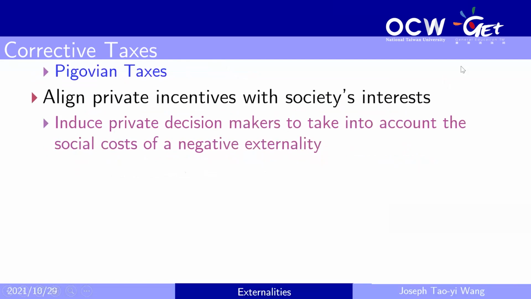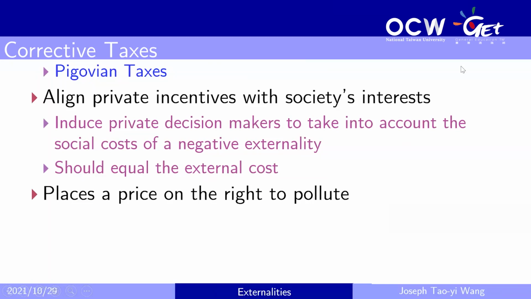Because now people are taking into account this negative externality or positive externality, things are back to socially optimal. And of course, as I said, the key challenge here is you have to have this Pigovian tax exactly equal to the external cost. If you overshoot or undershoot, then you cannot restore the social optimum or efficiency. But what it does is effectively place a price on the right to pollute. If you want to pollute, okay, but you have to pay this tax. This is the price tag for pollution.